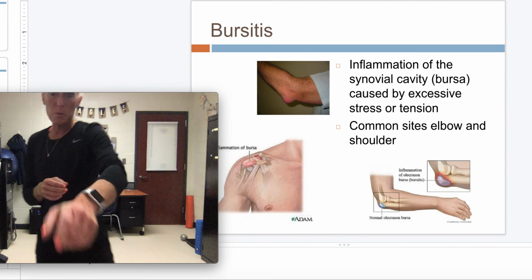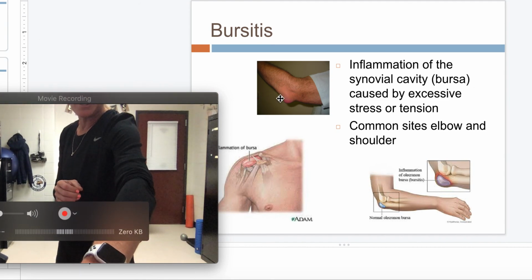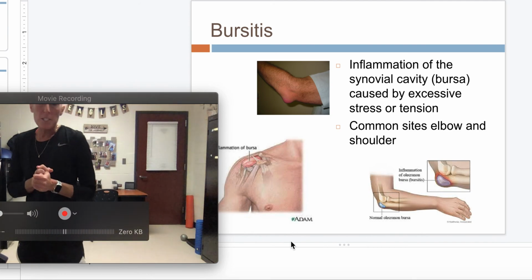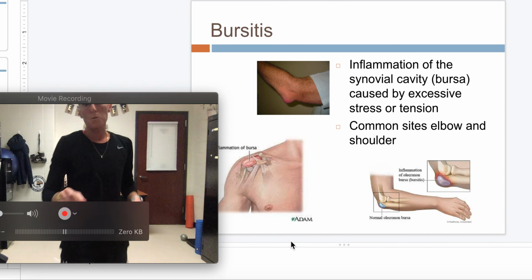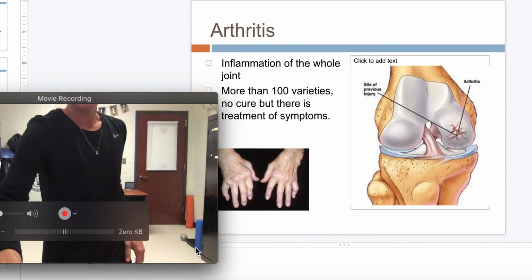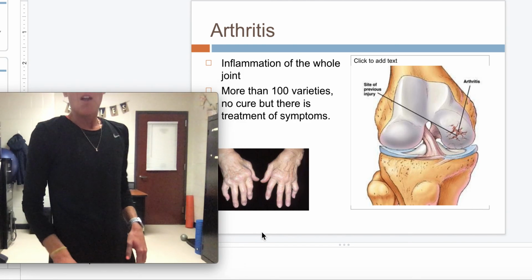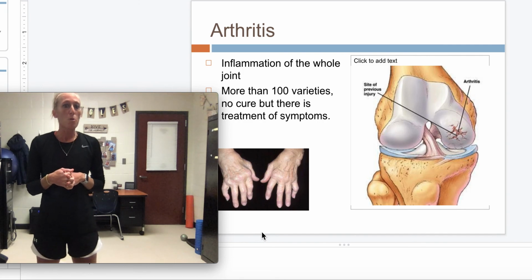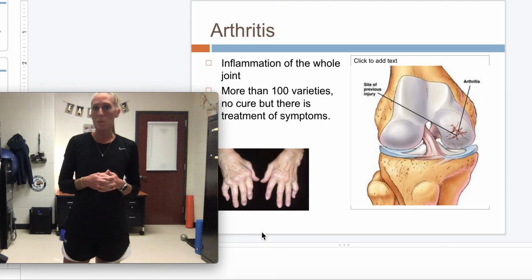You can see this is from pretty severe bursitis right here, that guy on his elbow. Its common sites would be elbows and shoulders for this bursitis. Get off of there. There we go. Arthritis is inflammation of a whole joint. There's more than 100 varieties of arthritis. There's no cure, but there's a lot of treatments that kind of mask the symptoms of arthritis.